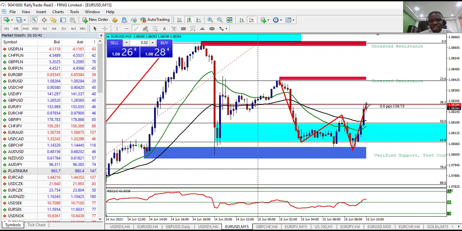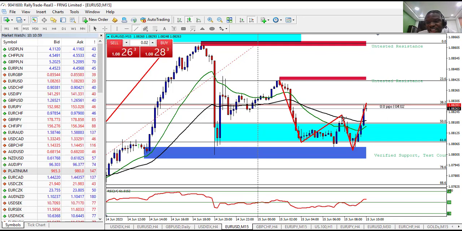So that is what we call a shift. So the market has shifted. Remember, we were waiting for this change, right? So now we have seen it. So what we want to do now is to start doing the buying, okay?